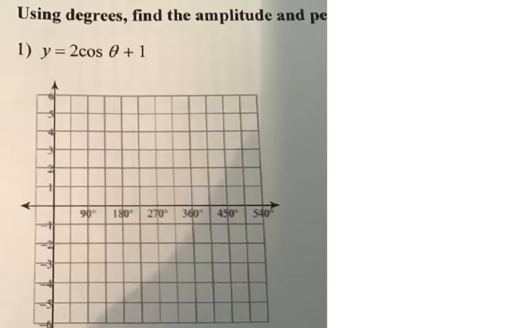So, our goal is to graph this function right here. As you can see, it's 2 times cosine theta plus 1. And remember, when we're done, it's going to look like a wave, or at least part of a wave, since we're only going to do part of that wave.